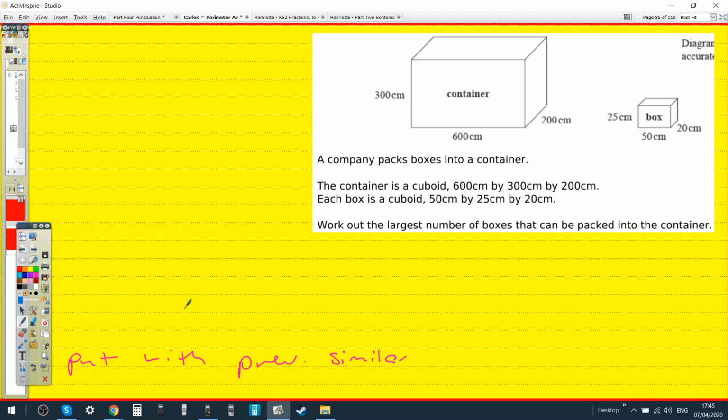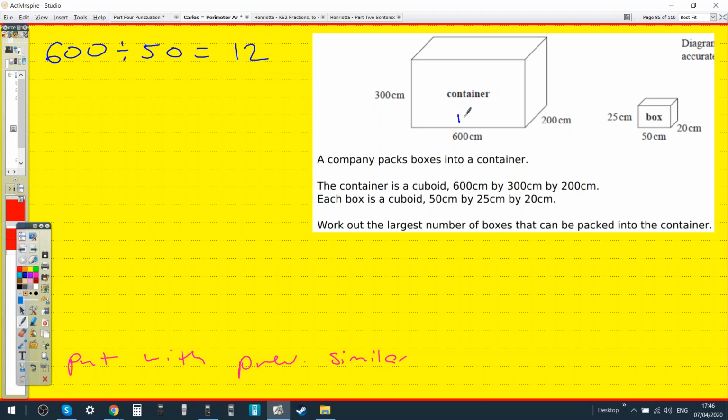Okay, so this one is okay. So 600 divided by 50. 600, sorry, divided by 50. That is 12. So you can fit 12 at the bottom.